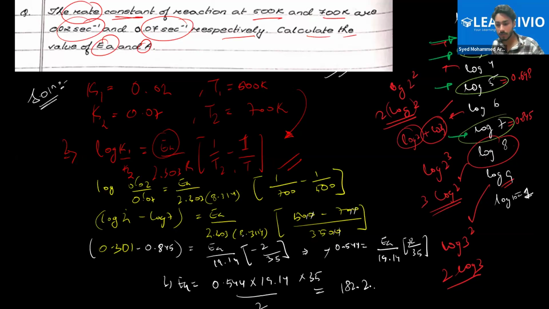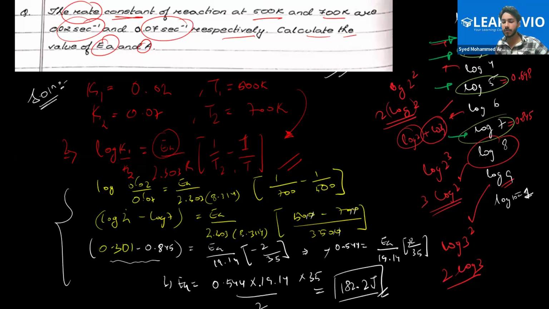This is the SI unit. This is in joules. Basically, the tough part is the calculation. You have to learn the values of the logs, and then you have to just do multiplication and division, and then get the value of EA. When you get the value of EA, then after that you have to do one more thing.